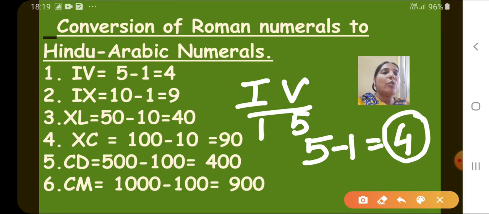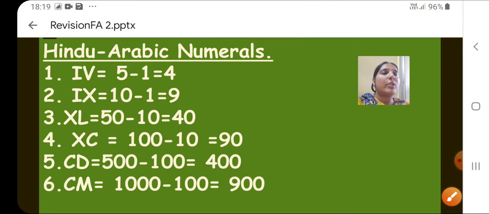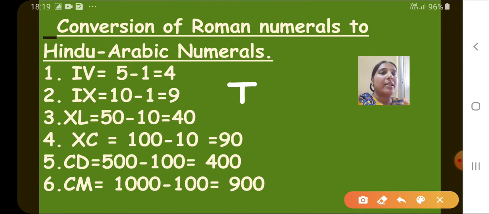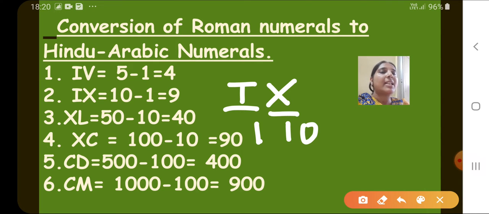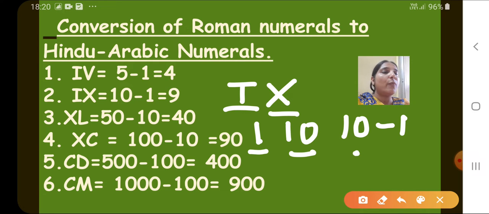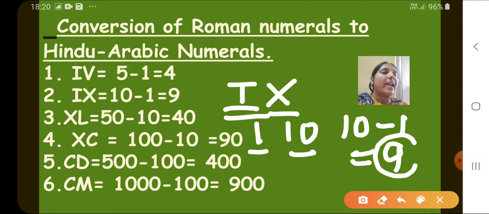Now if you see example number 2, IX. I stands for 1, which is to the left of the greater unit. X stands for 10 and I stands for 1. So the smaller value is to the left of the greater value. In this case also we subtract the smaller value from the greater value. So it will be 10 minus 1, what we will get? 9. So IX stands for number 9. Got it?